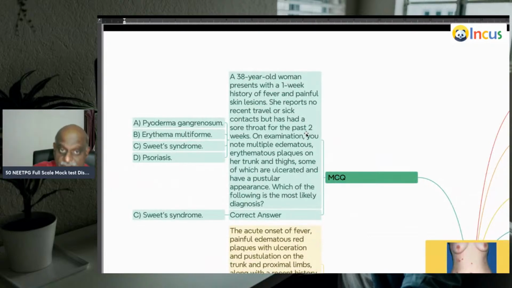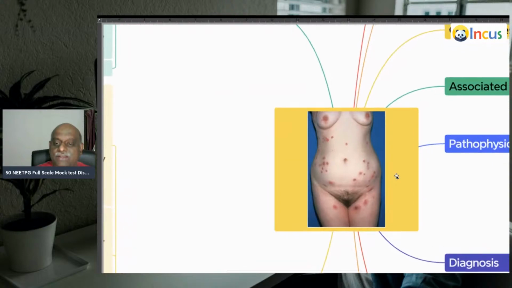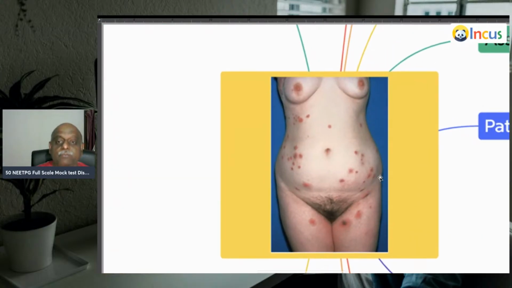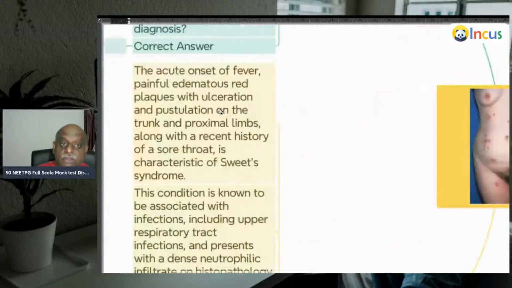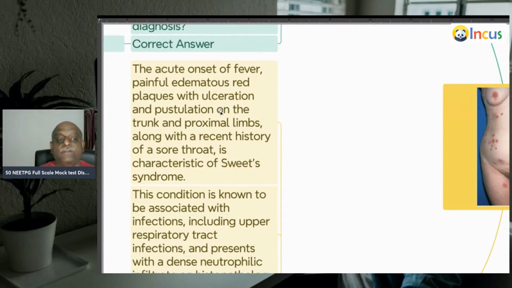A 38-year-old with a 1 week history of fever and painful skin lesions. She reports no recent travel. Multiple edematous, erythematous plaques on her trunk and thighs, which are ulcerated and have a pustular appearance, is what you are able to see. So now, doctor, this acute onset of fever, painful, erythematous, edematous, red plaques with ulceration, pustulation, on the trunk and proximal limbs, with a recent history of sore throat, is characteristic of Sweet syndrome.